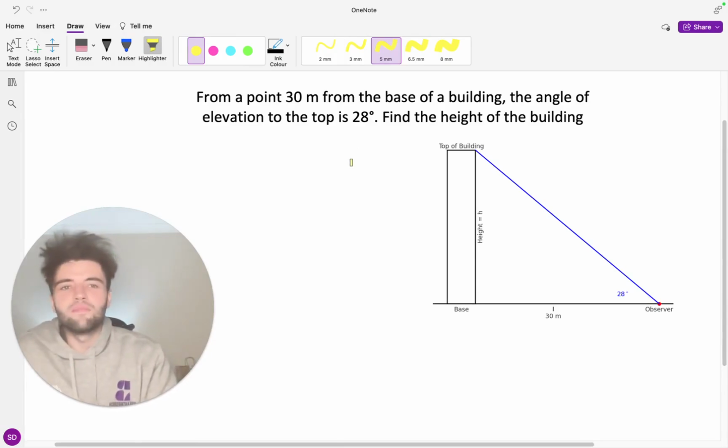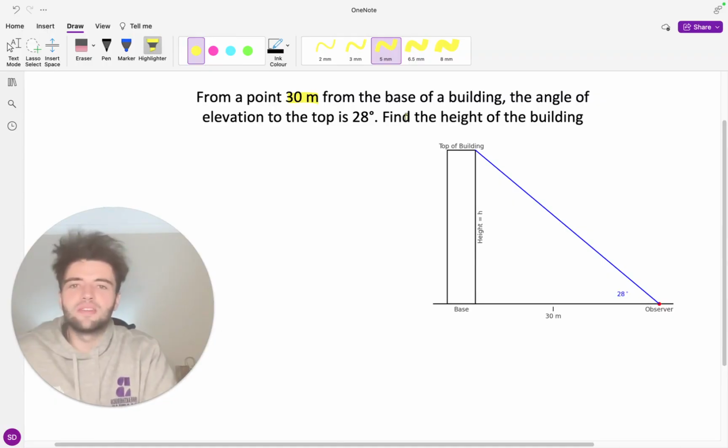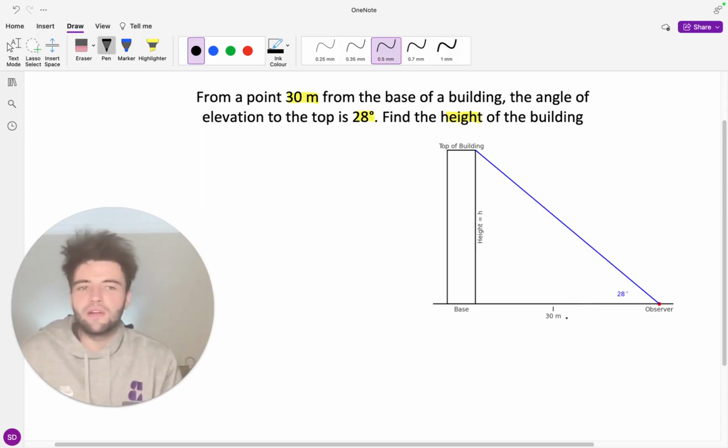So here we're given a diagram of the problem we're dealing with, which is that we have an observer 30 meters away from the base of a building, where the angle of elevation at the top is 28 degrees, and we're looking for the height of the building. So you can see here everything is nicely labelled.